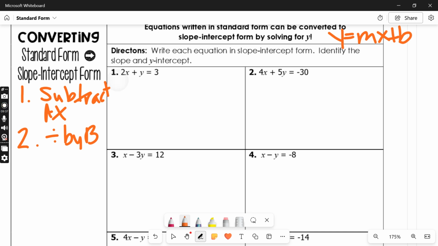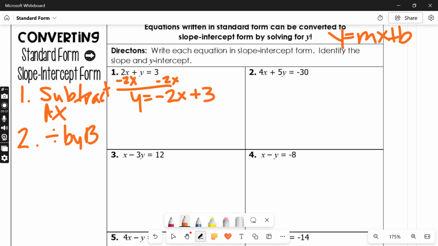Alright, so on number 1, my first step is going to be to subtract 2x. That leaves me with y equals. I'm always going to write the y first, negative 2x plus 3. There's no number with the y, it's technically just a 1, so I don't have to do anything else. So my directions say write the equation in slope-intercept form. So this is one answer.